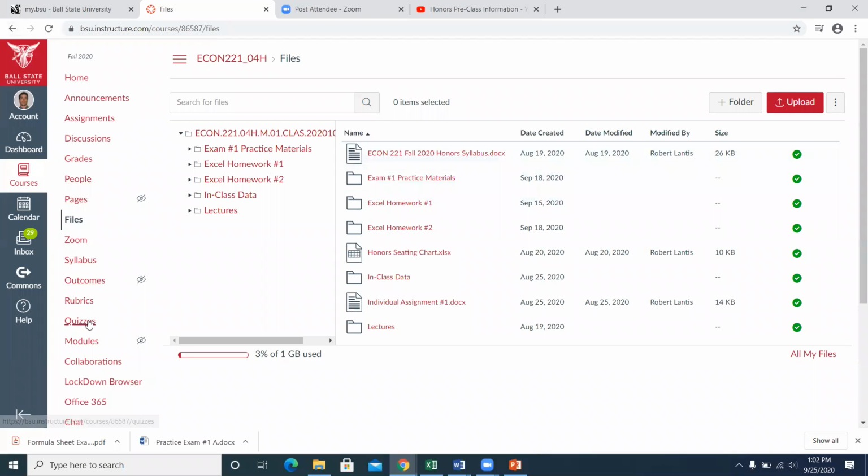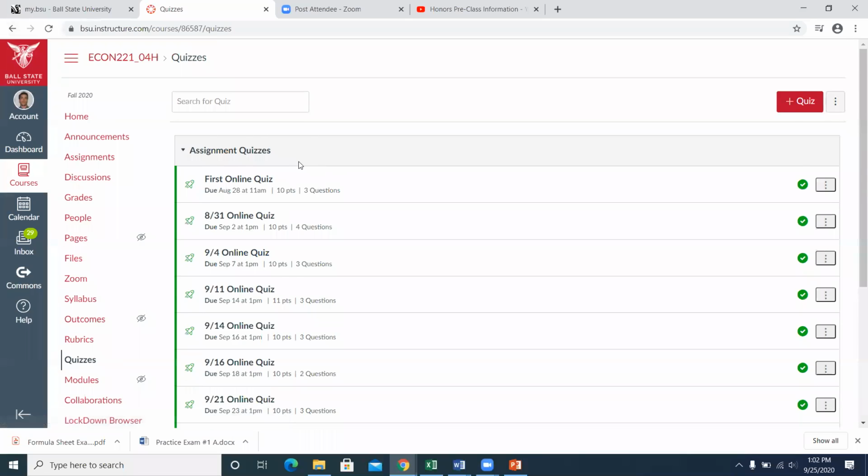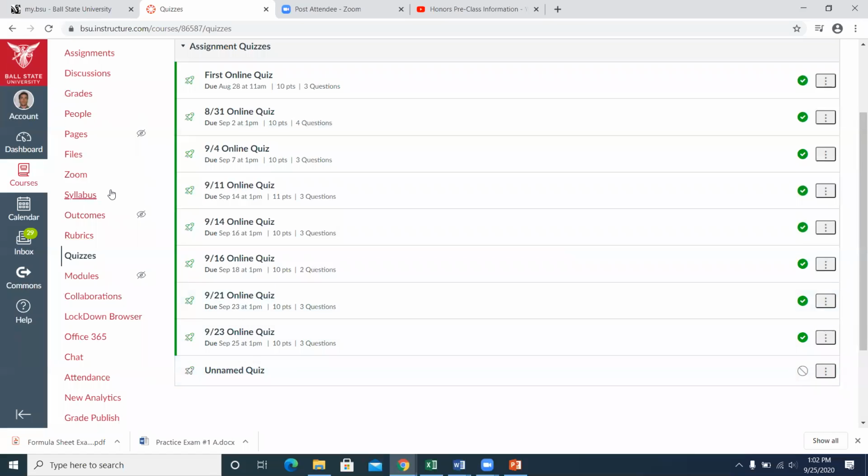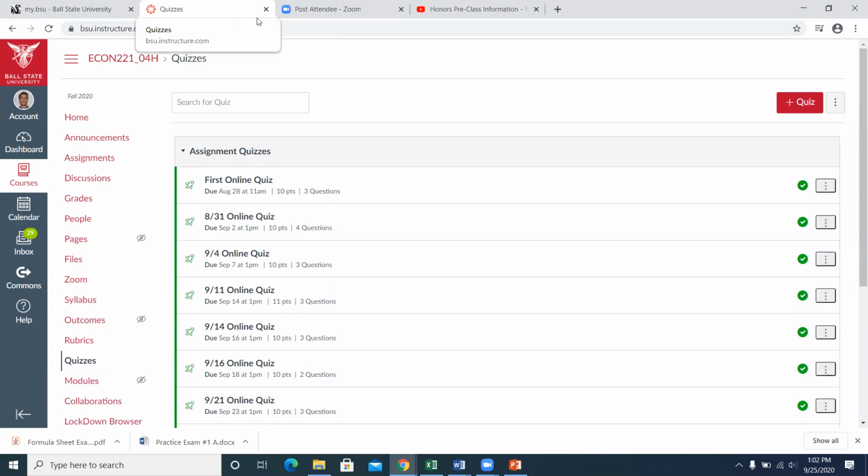It will be found under the quizzes tab. So you'll have all your online quizzes. You can see here, that's what it is. The unnamed quiz is actually going to be exam number 1. Once I get that posted, it'll be under the quiz tab, but I'll create another category that says exam on it. So it'll be very clear that this is the exam.